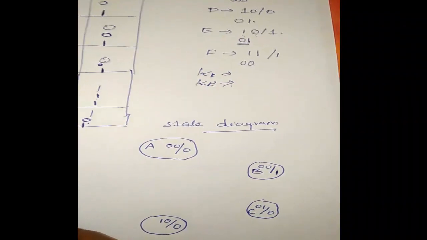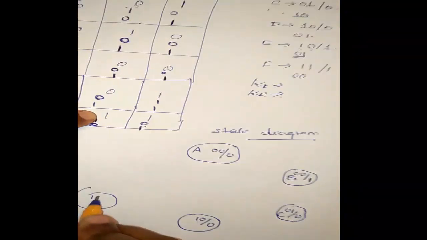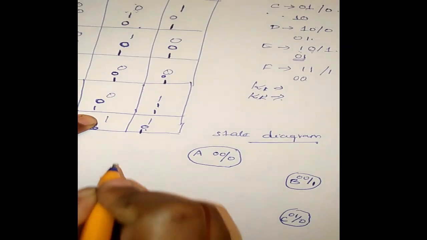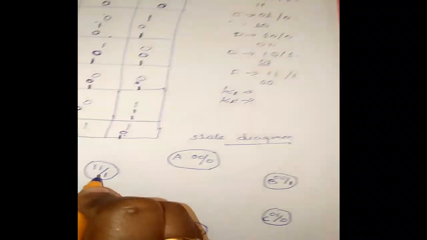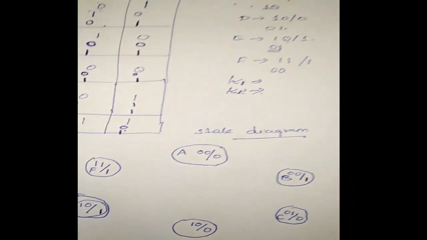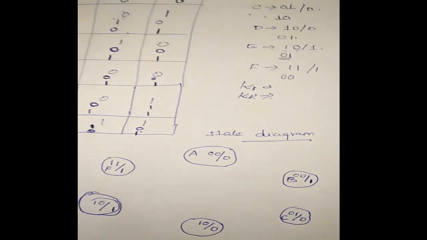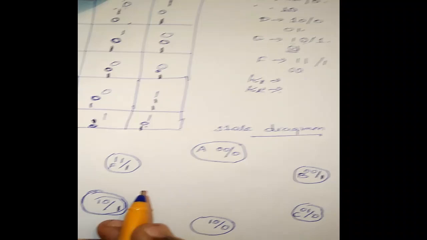So what is my E? My E is 1, 0 with an output 1. What is my F? F is 1, 1 with an output 1. Okay, I can draw it in a random sequence or however you wish. Now see here, seeing your reduced state table, how do I connect these state variables?